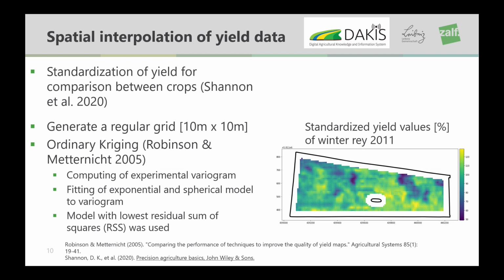Right here you can see what the interpolated standardized yield map of 2011 looks like. Yellow and light areas are yields above the average. Dark areas are areas with yields below the average.